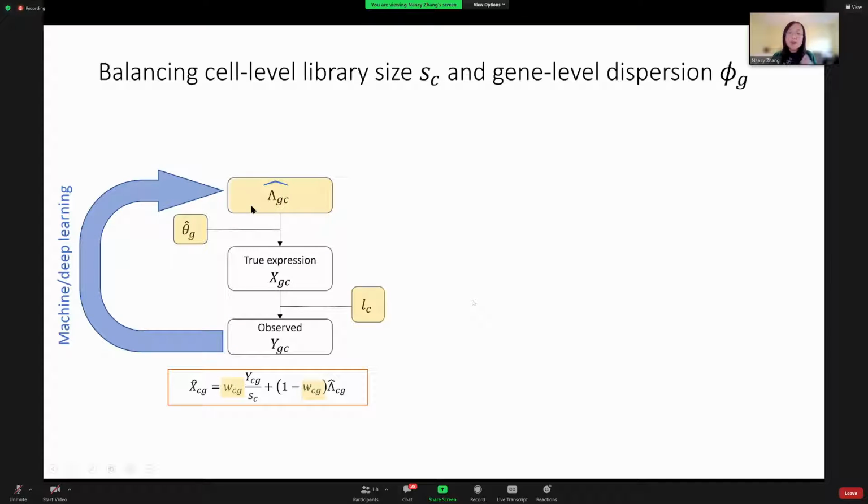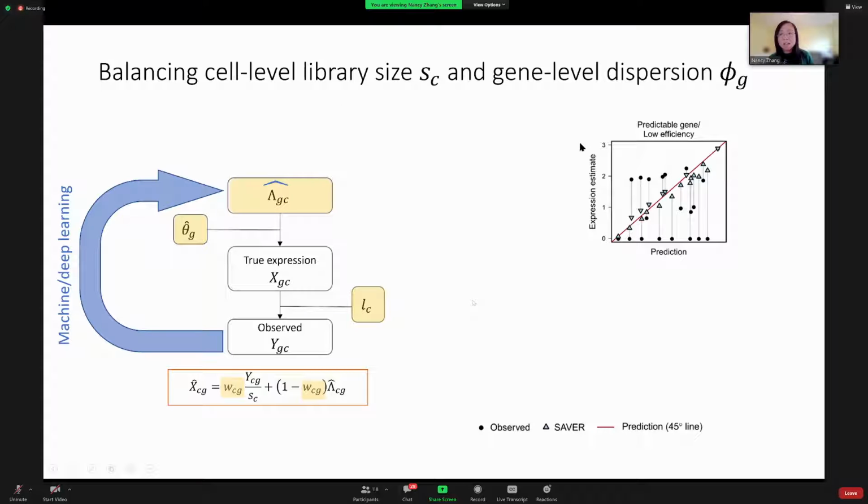Okay, so what that means is that let's look at an example. Let's think of an extreme example where you have a very predictable gene. So this gene somehow is very well coordinated. It doesn't have much biological noise, but you're in a very low efficiency experiment. So your cells are very low sampled. In this case, what you would want to do is shrink very heavily to your prediction, right? Because you really trust your prediction, but you don't trust your data.